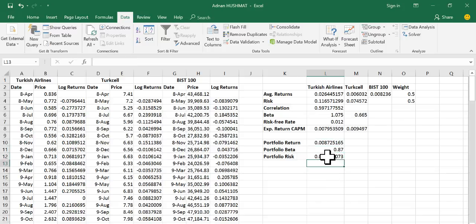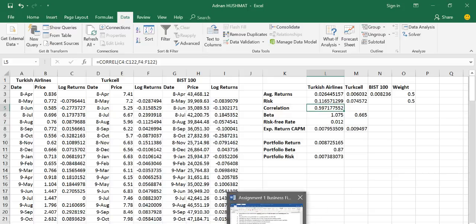So you get some benefits of diversification by making a portfolio. If you can find stocks that have very low correlation, close to zero or even negative, you will have even more diversification benefits. So thank you very much for listening.